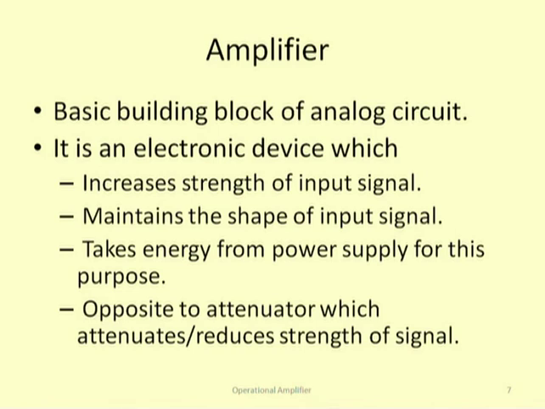Now there is another type of circuit which is called the attenuator circuit. The attenuator circuit actually reduces the strength of the signal, or we can say it attenuates the strength of the signal. Now if we compare the amplifier and attenuator, then the job of the amplifier is exactly opposite to the attenuator. Attenuator attenuates the signal, whereas the amplifier amplifies the signal. It increases the strength of the signal. So this is the basic information about the amplifier.